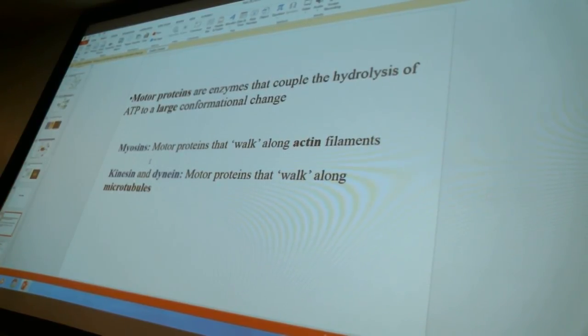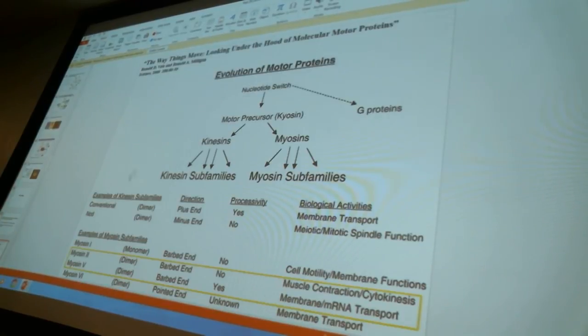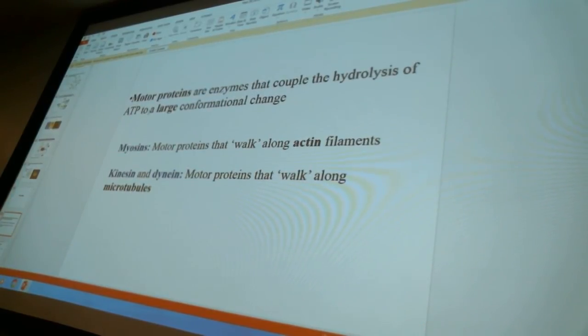So if we look at where these motors are functioning, myosins are always associated with the actin filaments, and kinesins and dyneins are associated with the microtubules only.